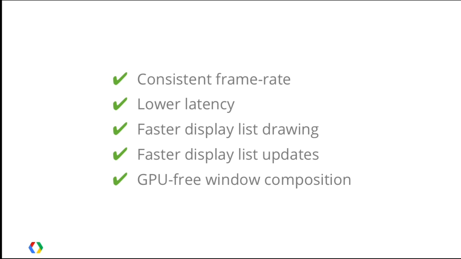All right, now the part that you're probably most interested in, tips and tricks, what can you do in your application to solve the problems that you identified with the tools. So these are the things that you can fix. You can make the frame rate more consistent. You can lower the latency. You can increase the speed of drawing display list. You can increase the speed of updating display list. And finally, you can free up the GPU for your own application.